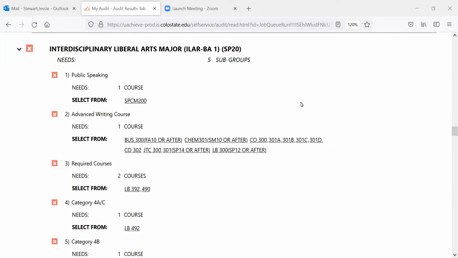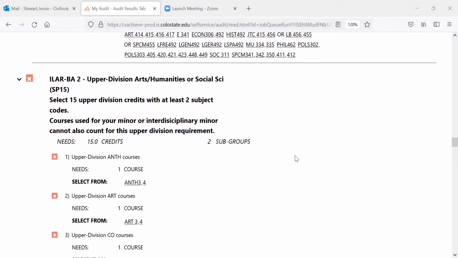I want to talk to you a little bit about one of the categories that we have for the major, because there's a lot of classes that folks can take and everyone chooses different classes. It's in the ILAR BA2 category on your degree audit.